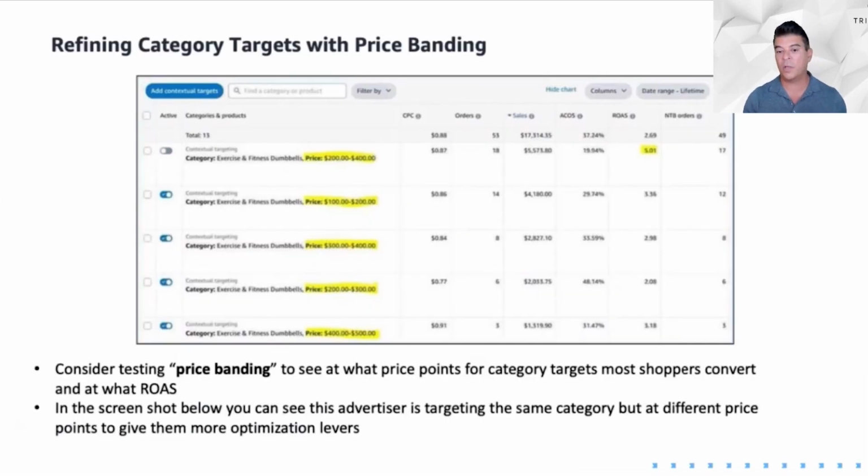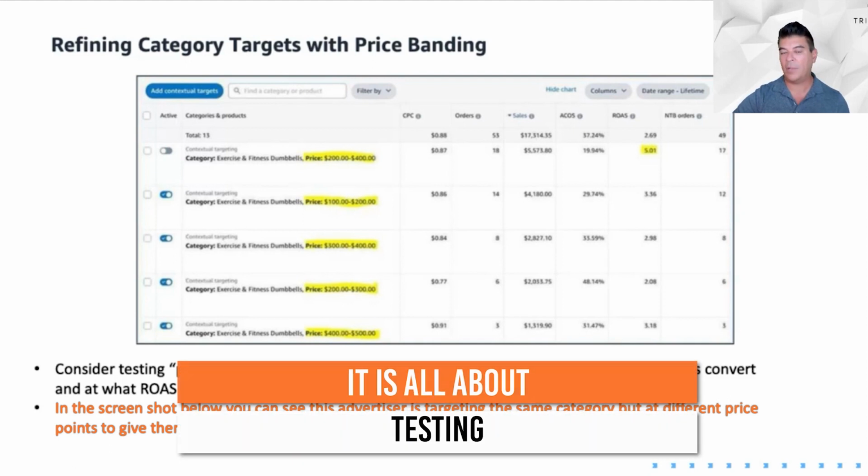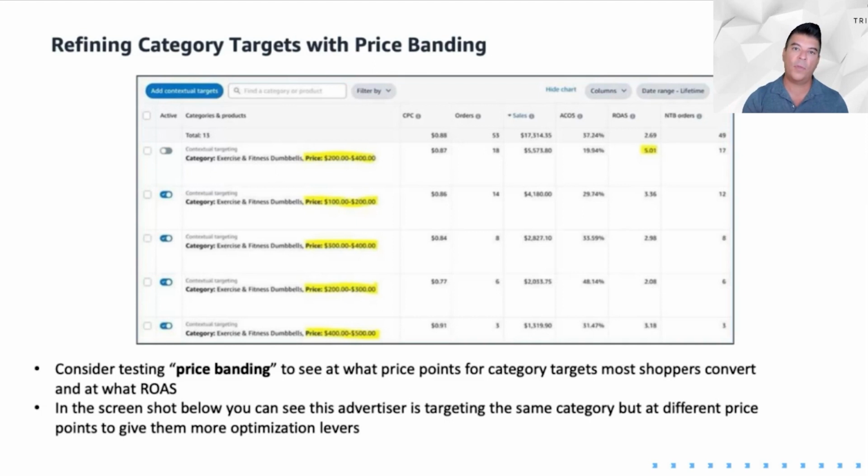Last but not least, just another idea when it comes to the refine feature that I shared with you guys earlier. This is something that some people have found success with, and it's called price banding. So it's multiple different campaign types taking advantage of different price ranges like I showed you before. You can add that in the refine section. You can see in this screenshot, this advertiser is targeting the same category, but at different price points to give them more optimization levers. So really, it's all about testing, seeing what price band works the best, and then obviously moving your budgets into the ones that are working the best.